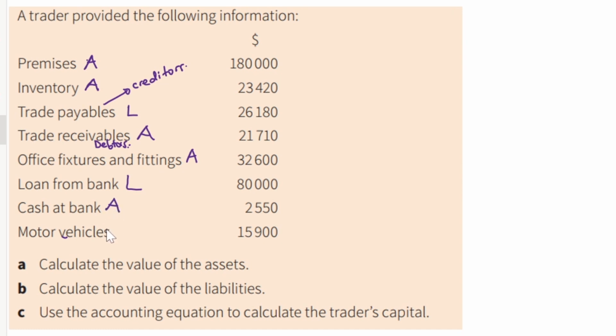Then we have motor vehicles, same way you see office fixtures, they are assets. Okay, so we have distinguished which ones are assets and which ones are liabilities, and now they're asking us to calculate the value of the assets. So we're just simply going to add assets. We have that, we have this, we have those, we have that, this and that. So I'm going to go ahead and add them up here.